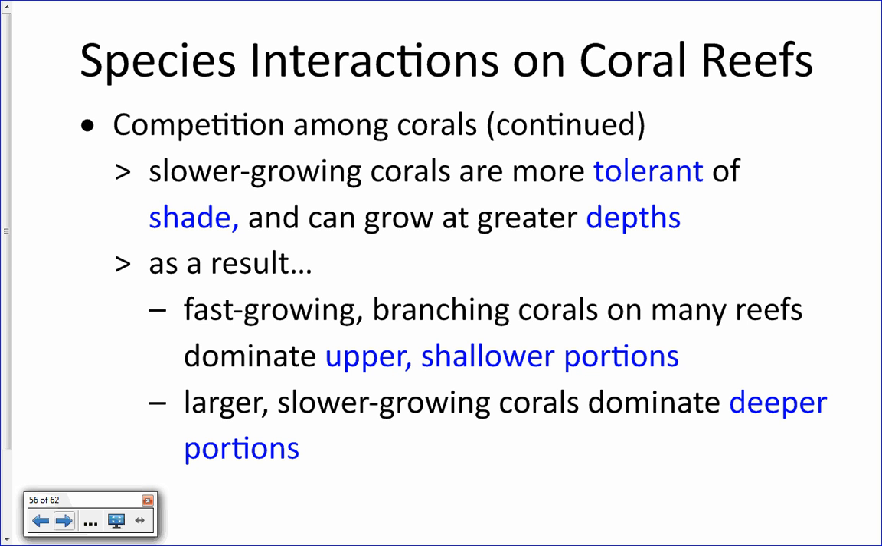Because of this competition between the branching corals and the massive corals, you actually find that massive corals and branching corals kind of segregate themselves from each other because they don't really like to fight like that. And so you find massive corals deeper in the reef because they're able to withstand lower light levels than the branching corals. And so you find branching corals up towards the top of the reef and massive corals deeper. And that's why. Because they fight, and they don't like to fight, but they will fight if they have to.